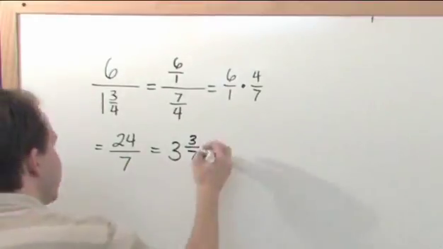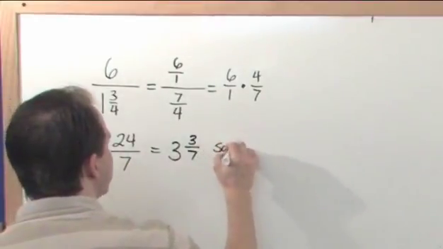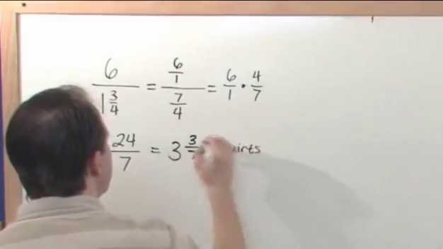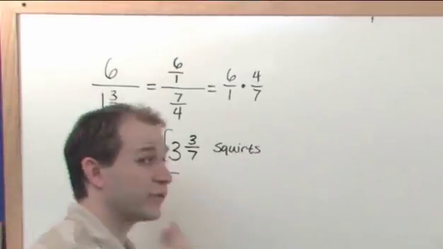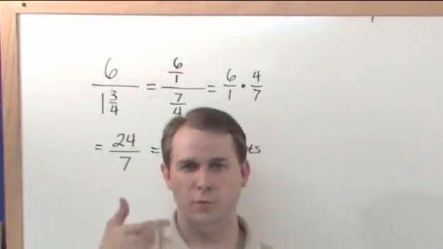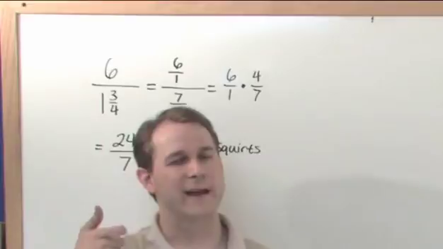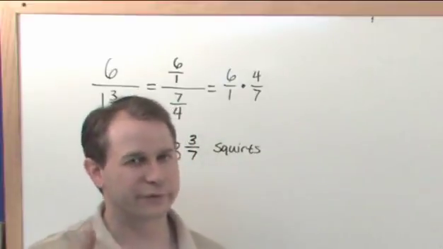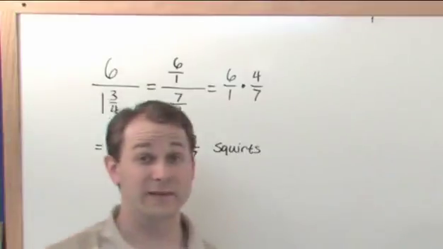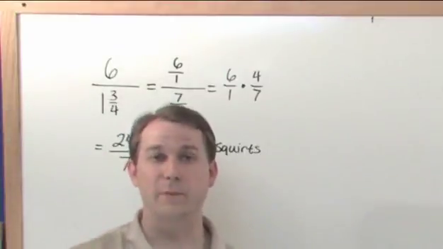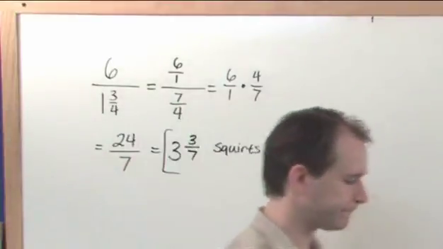And this is how many squirts you need. What this is saying is, if you have a 6-ounce bottle, and every squirt only gives you 1 3/4 of an ounce, you will have to squirt 3 times plus 3/7 of a time. So 1 squirt, 2 squirts, 3 squirts, and on that last one, you don't want to make it a full squirt. You just want to squirt it a little bit because it's only 3/7 of a squirt, and that will fill your 6-ounce bottle up.